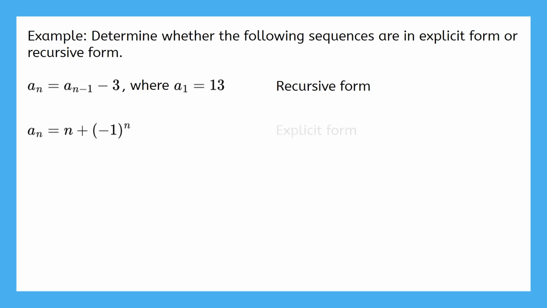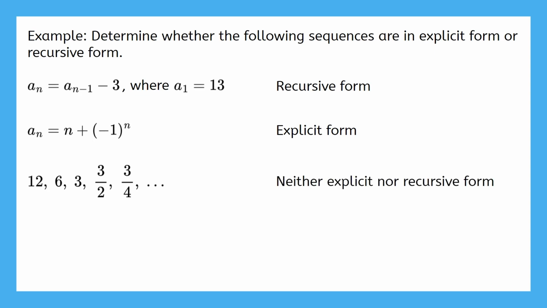This one is in explicit form. It's because the formula only involves numbers and the variable n. Last one. Which form is this one? You might have struggled a little bit with this one because it doesn't seem to have any of the characteristics we've discussed. Truth be told, it's neither of them.